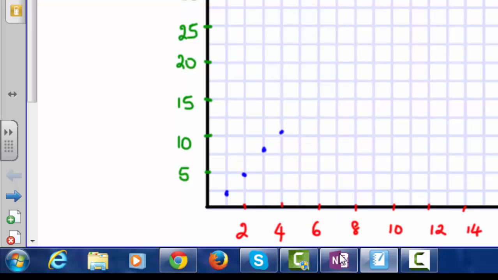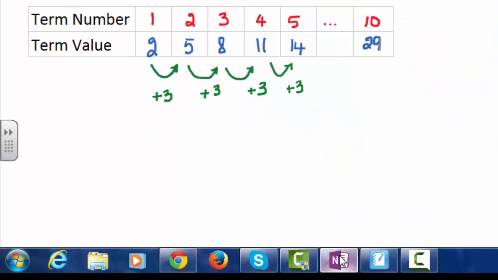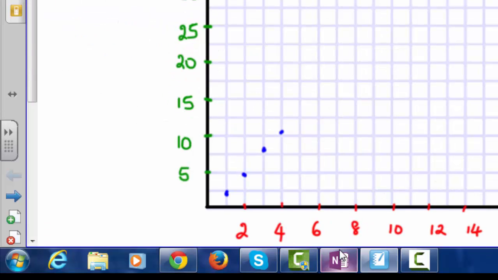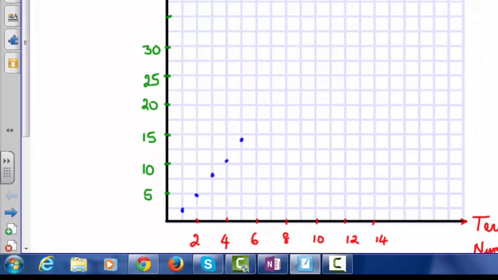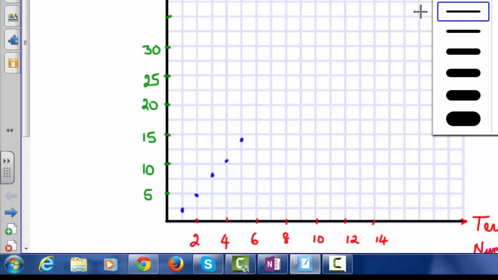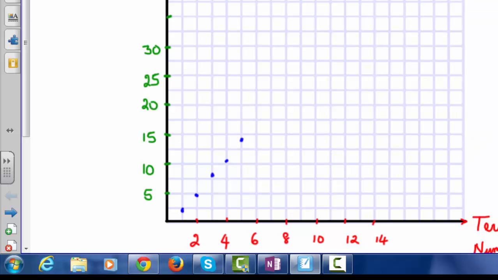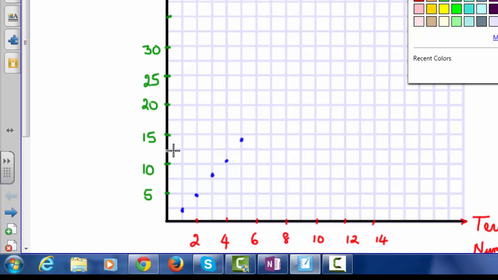When the term number is 5, the term value is 14. The term value is 14, something like here, approximately. So now, how can I find the term value of term number 10? All I have to do is use this information that I have and draw a line. So I'm going to come with a line and say, okay, this black line is going to draw for me what I need.